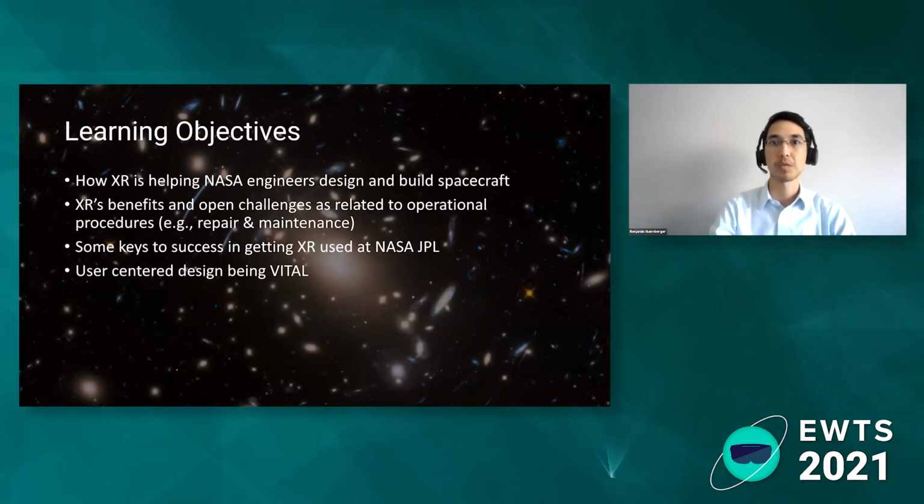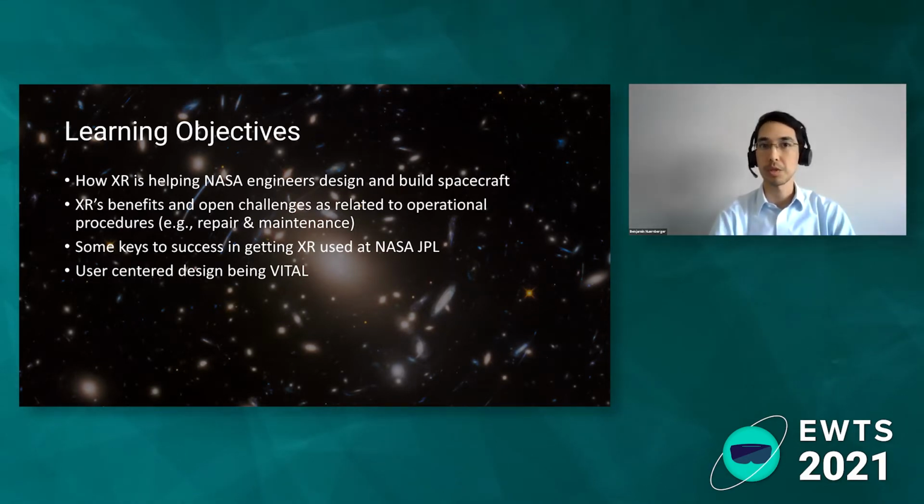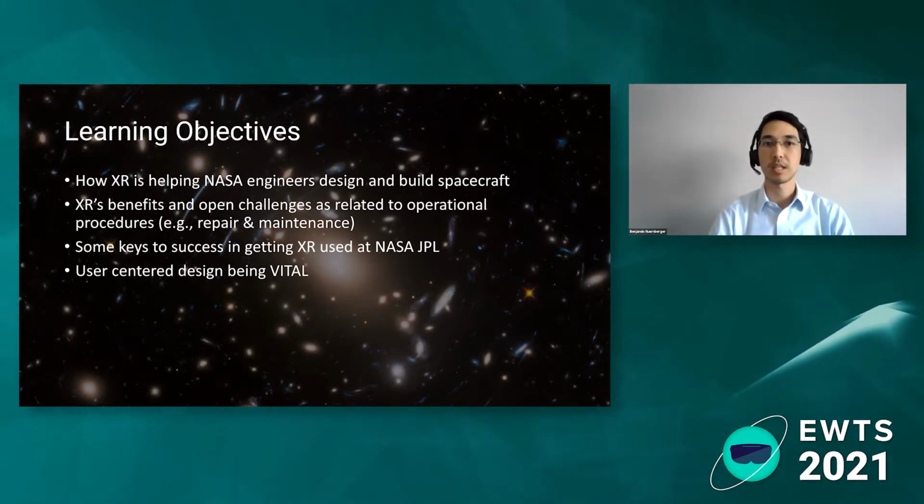So the learning objectives for this session are as follows. First, we'd like to tell you how we're using XR to help NASA engineers design and build spacecraft. Second, what are XR's benefits and some of the open challenges as related to operational procedures, for example, using this for repair and maintenance. Third, some keys to success and how we've gotten XR used in NASA JPL. And then finally, we're going to end with the importance of some user-centered design in an application that's very near and dear to everyone right now in the pandemic.